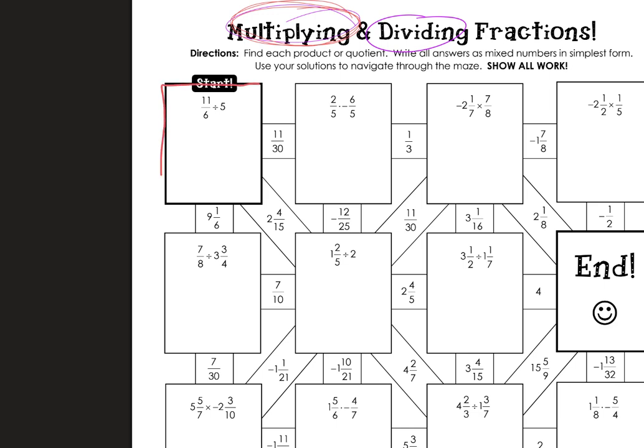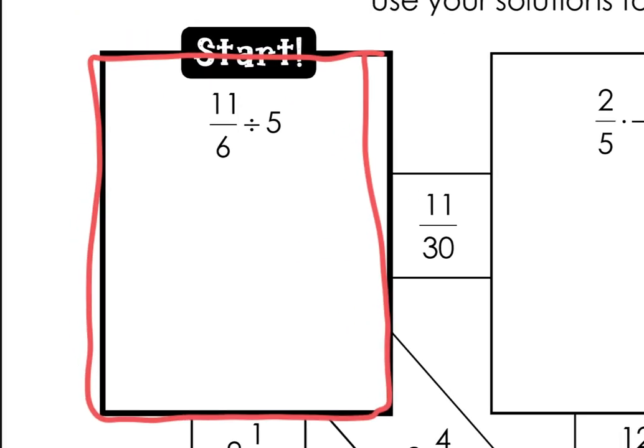Let's start at the start, where we are going to be doing 11 over 6 divided by 5. Well, one thing I want to point out is this is already an improper fraction. Normally we would probably see this written as 1 and 5 over 6. That's how we'd normally see it, and so you would want to convert it to that, but okay. We got it like that.